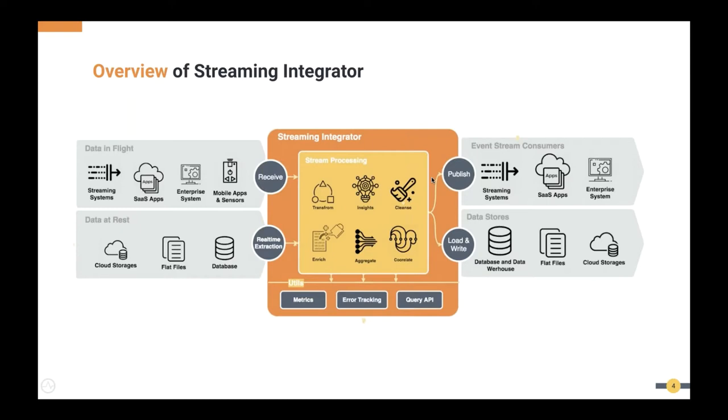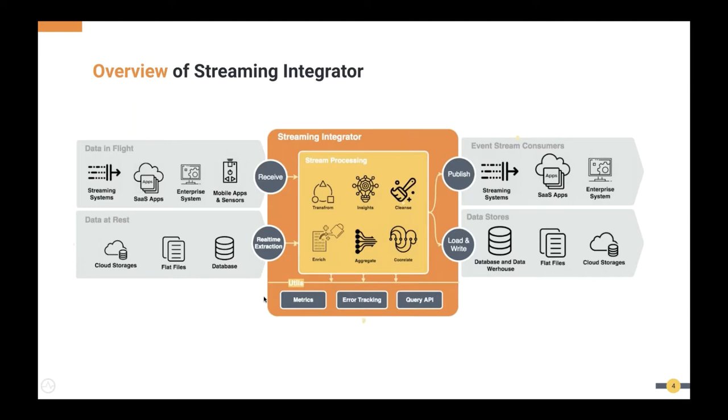As you can see on this diagram, Streaming Integrator has the capability of receiving data via streaming sources as well as batch data sources like databases and flat files. After we receive that data, Streaming Integrator will process it using the Siddhi language, which is also a complex event processing engine and a project under the WSO2 umbrella. Those processed data will be published to an event stream, or we can save the data in a database or a file.